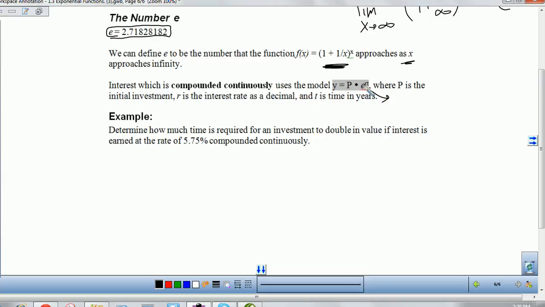Okay, that's your growth decay model that we kind of looked at earlier, where r is your rate, t is your time, P is your principal or beginning amount, y is your end amount. So it says determine how much time is required for an investment to double, that's the key word, in value if the interest is earned at a rate of 5.75% compounded continuously. So you notice it sounds like there's not enough information, but there is, because all they do is tell you to double. You can put in $1, you can put in $1,000, $1 million, $200 million, doesn't matter. So your end amount is 2, your beginning amount is 1.